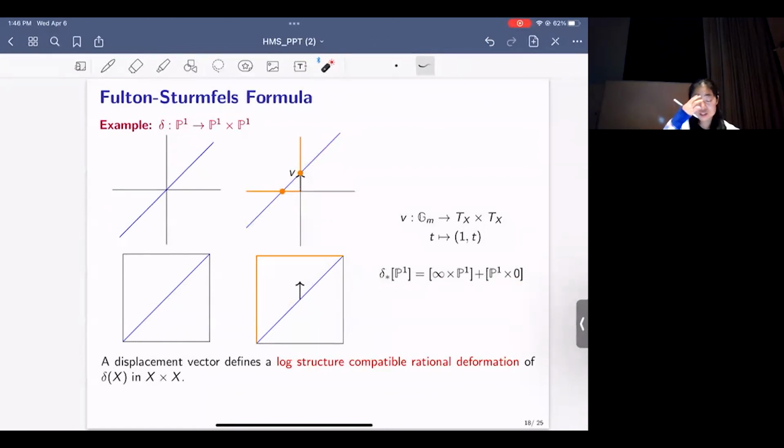Implicitly behind this is that such a displacement vector defines a deformation of our image such that it is compatible with the log structure. That's pretty nice for toric varieties, and it's kind of hard to find in general. I think that's part of the reason that the splitting formula requires the toric assumption.